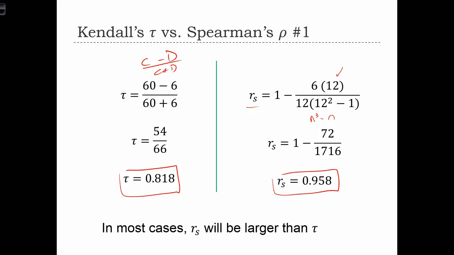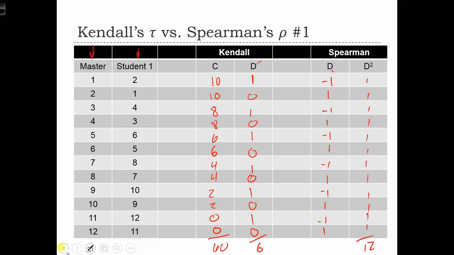In both cases we see that the statistics are picking up a very strong positive level of correlation. In most cases, we'll find that Spearman's r predicts slightly higher levels of correlation than tau will on the same data sets. This is okay so far. We're seeing that both are performing well in this case. And specifically here, there's no large differences in ranks between how the master and the student rank the paintings.